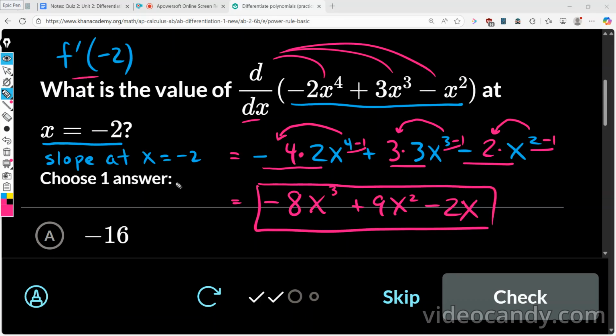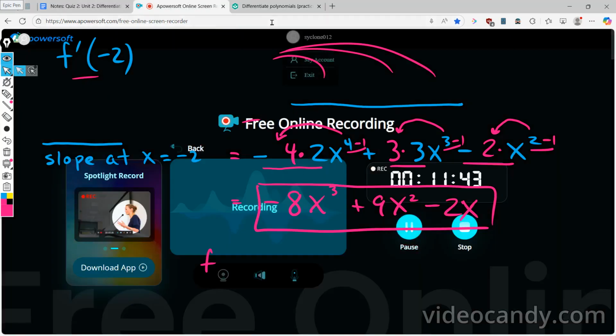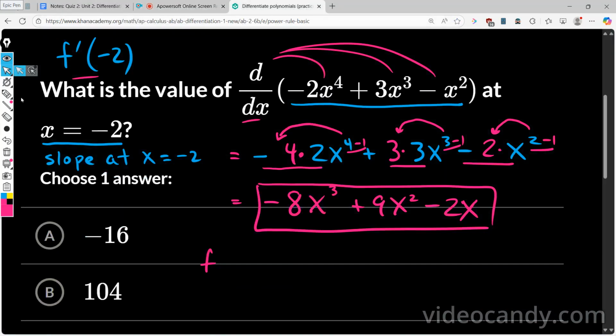All right, and if we did f prime of negative 2, I think I have enough space here. Maybe not. All right, f prime of negative 2. Maybe I should do it in a different color here. F prime of negative 2 means you're going to sub in negative 2 wherever you see an x. All right, because this is now f prime of x.